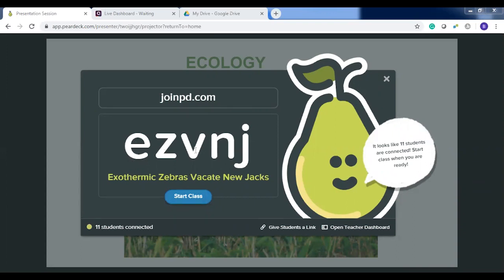Okay, now we are going to start the lesson. So you have the code here. There are 11 students connected. Well, so I'm going to start.